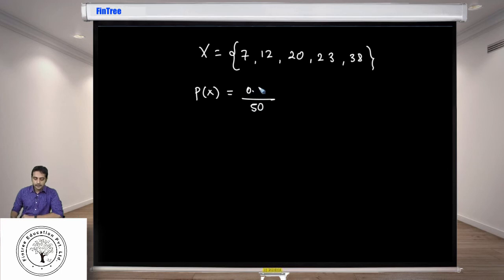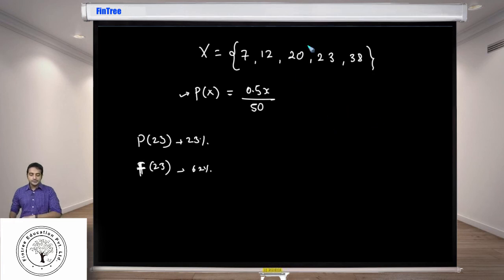Let us say x is being defined as 7, 12, 20, 23, 38, with probabilities 7%, 12%, 20%, 23%, 38%, and you have to decide, number one, whether probability of x is being defined correctly. Second, find out f of 23 and p of 23.